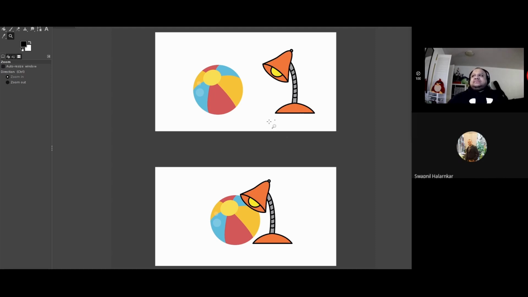Our eyes and brain are arranged in a certain way that we always want to solve the problem. When we see something, our eyes try to solve how this is in front or that is in front. And that's why when something is overlapping, we exactly know that this lamp is in front and the ball is behind.